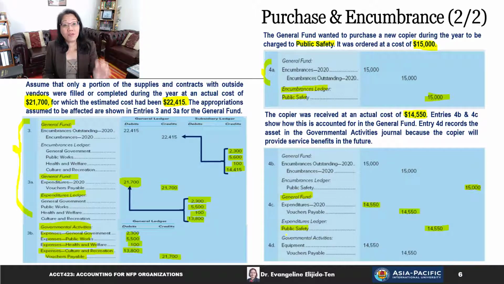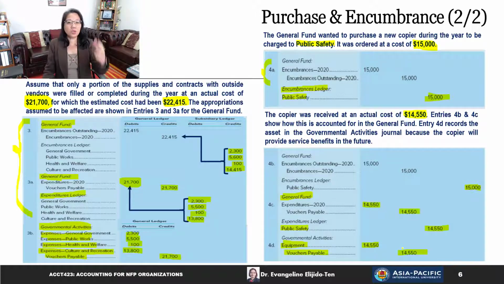Now, in the governmental activities, we also need to make a journal entry this time. Instead of recording expenditures, we will record this as equipment. Why is that? Because remember, governmental activities use accrual-based accounting. So the copier is a fixed asset, an equipment, not considered a supply or a current asset. So we will debit equipment for 14,550 and also credit the liability vouchers payable for the same amount.